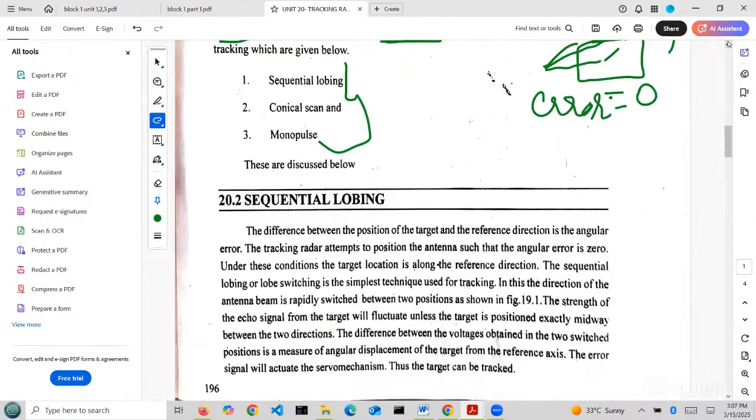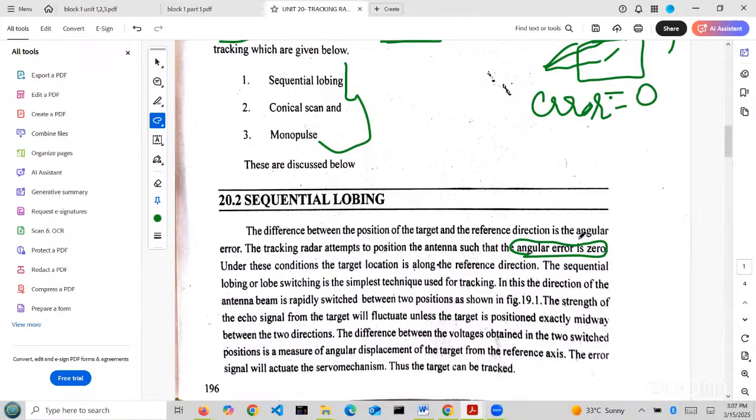This is the diagram of sequential lobing. We have to concentrate on making the angular error 0. What is our intention? The angular error is 0. The difference between the position of the target and the reference direction is the angular error. What is the meaning of angular error?